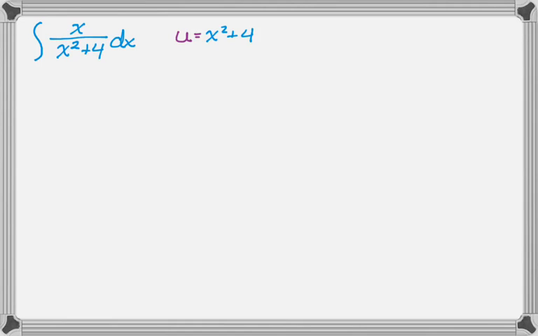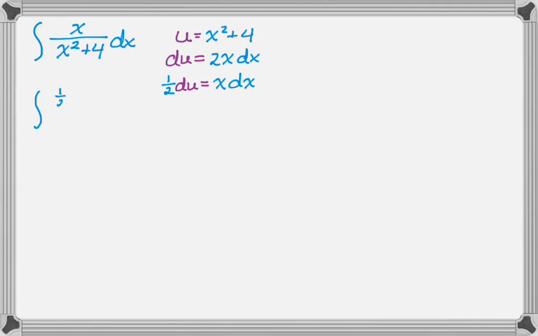So I've made a u-substitution, u equals x squared plus 4, which would mean that du is 2x dx. I want to compare this to the original. In the original I have an x and a dx, but I don't have a 2. So what I'm going to do is move it over, get 1/2 du is x dx, and now I can straight substitute for everything in the original problem.